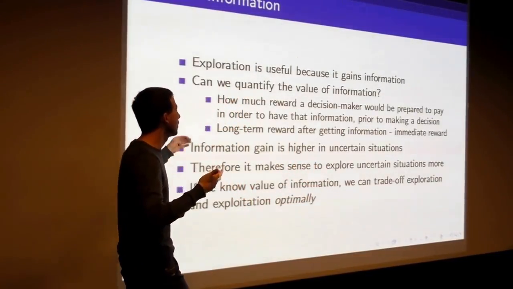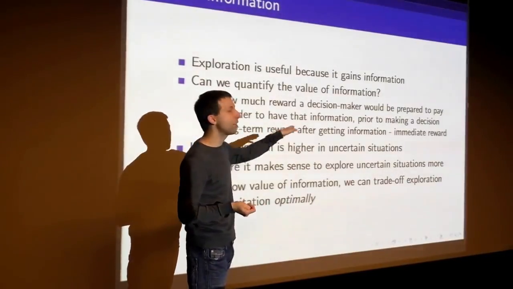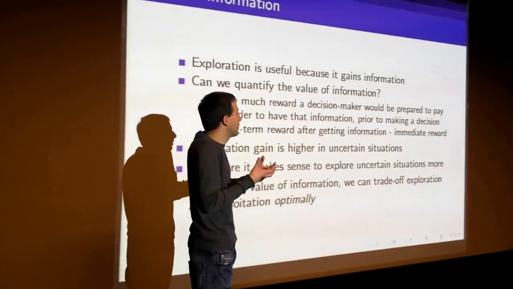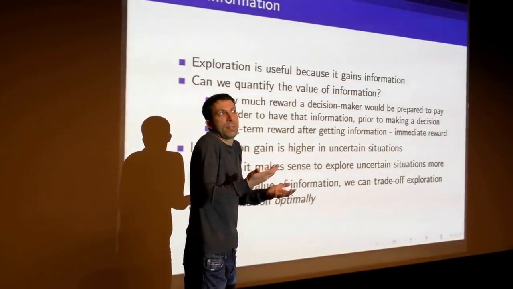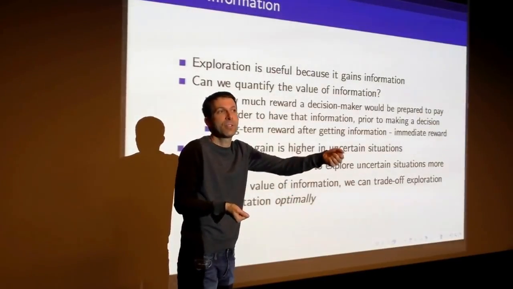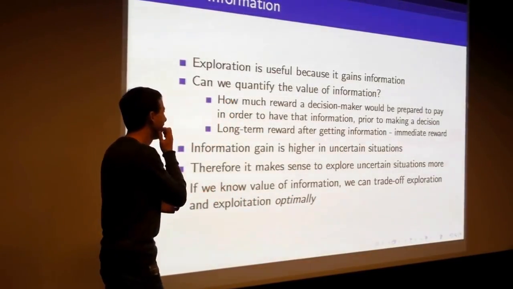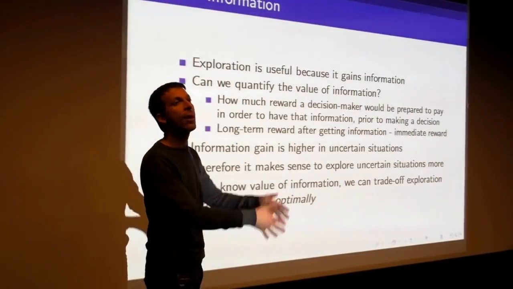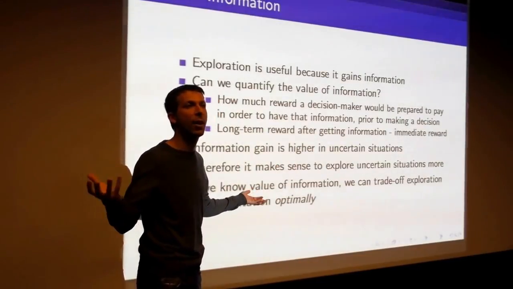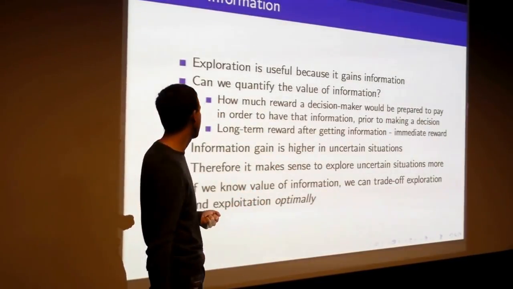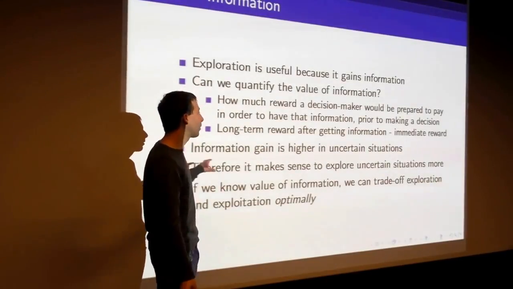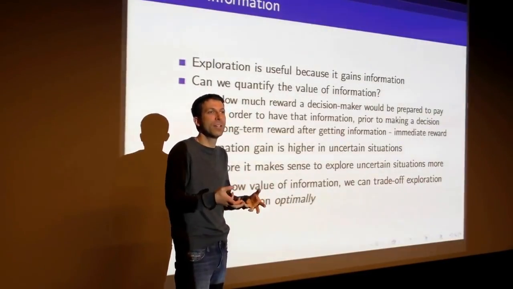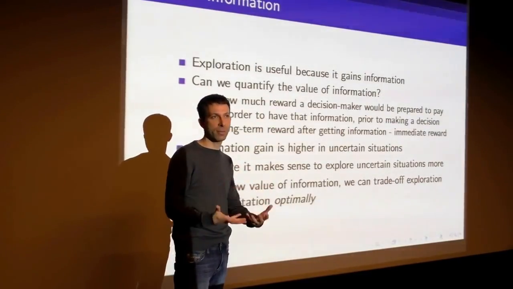So we can think of this as the long-term reward after getting information, take away the immediate reward. So the difference between how much we gain by having this piece of information compared to just the immediate gain of getting the £70 or whatever from taking this action. So information gain is higher in uncertain situations. If you know everything about a situation, there's nothing to be gained by acquiring more information. We already know exactly the right thing to do there. So what we want to do is explore uncertain situations more, but we want to do this optimally. We really want to figure out the perfect way to balance exploration and exploitation.